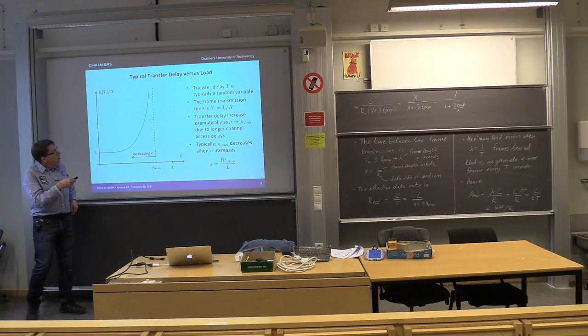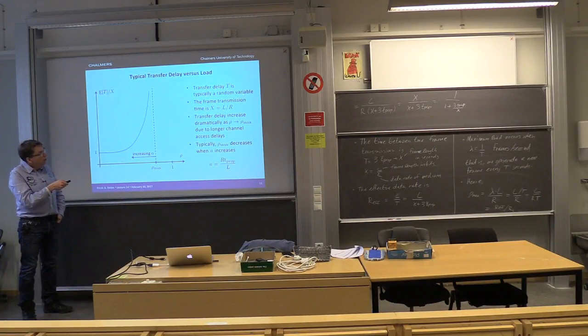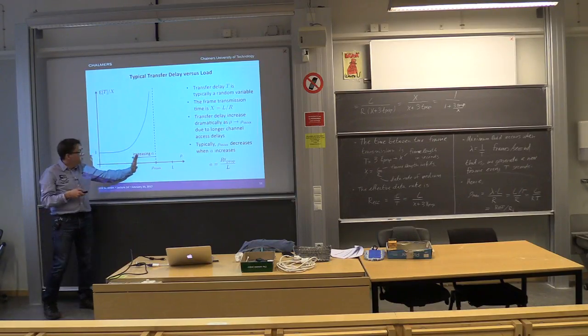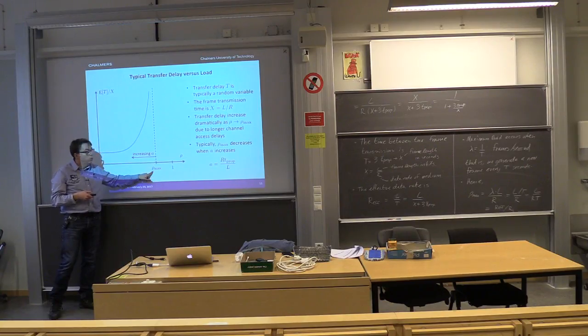So transfer delay is typically a random variable. The frame transmission time is x, the length, the number of bits per frame, divided by the bit rate of the medium. Transfer delay increases dramatically, typically, right, as the load increases, so we get close to rho max.